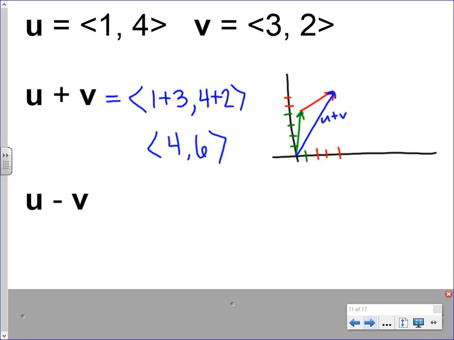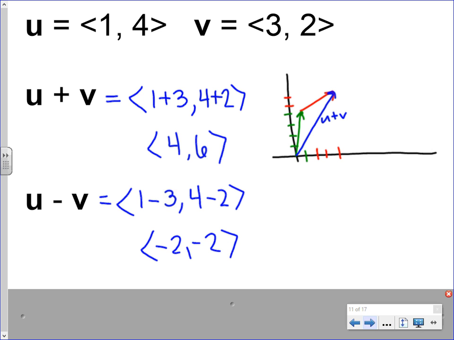Next, let's take u minus v. Some of you maybe have even worked ahead and already figured out what u minus v is. Yes, it is as simple as taking 1 minus 3 for the horizontal components and 4 minus 2 for the vertical components. In a picture, here's vector u, and then we have to add the opposite of v, so we're going to have to go over 3, down 2, and there's our vector 2, 2.